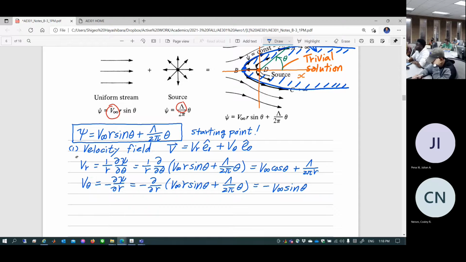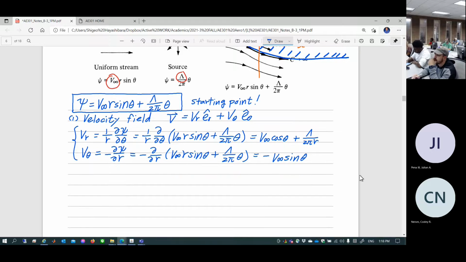So now you get the velocity field. That's it. You can describe the velocity just like this. So velocity V is equal to V infinity cosine theta plus lambda over 2 pi r, e_r, minus V infinity sine theta, e_theta. This is the velocity field. Here we go.